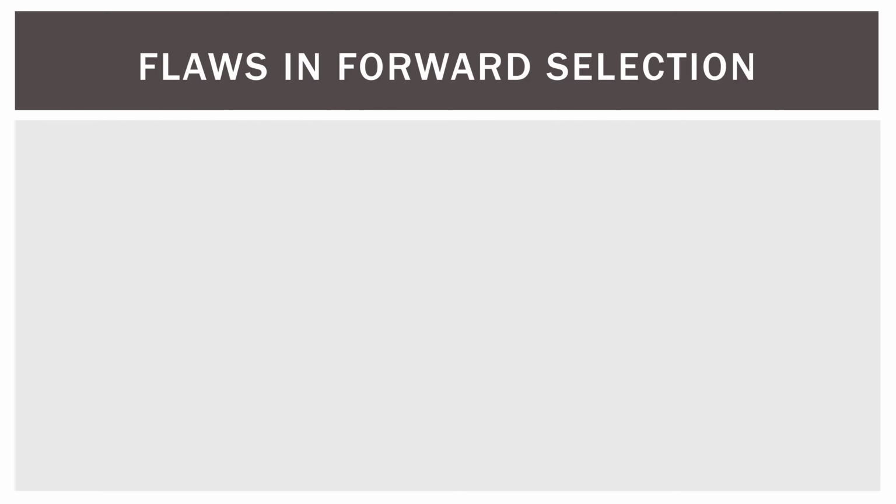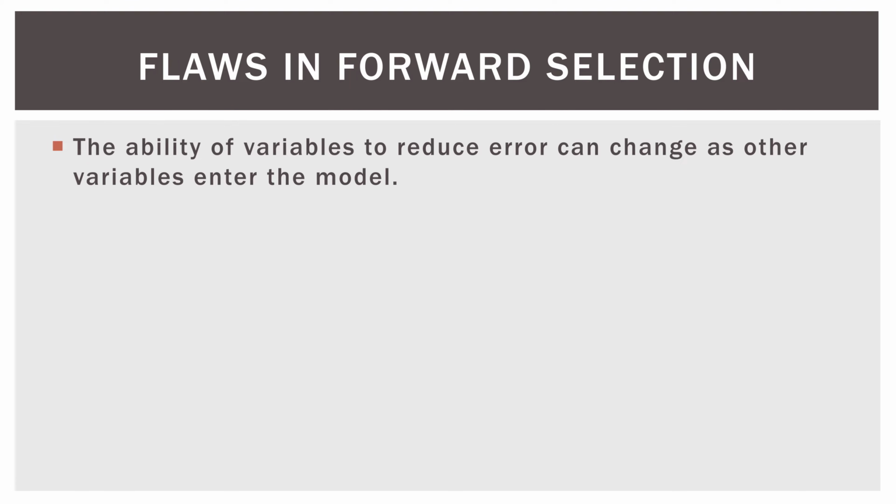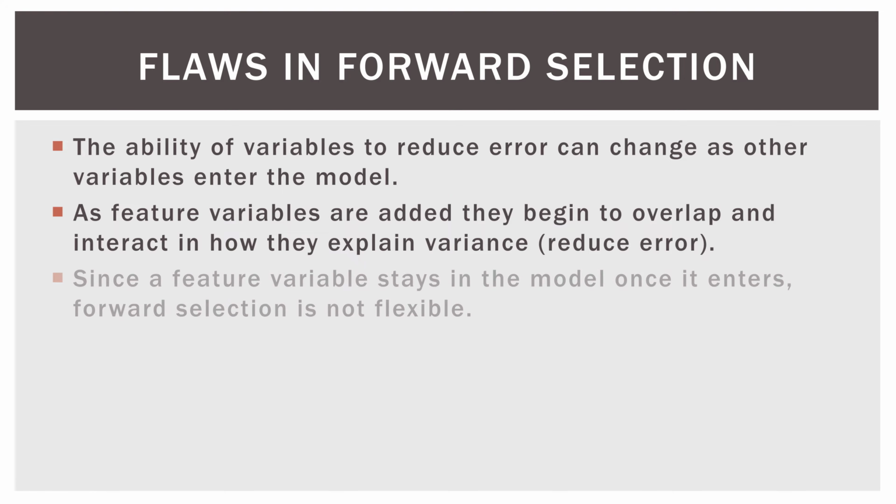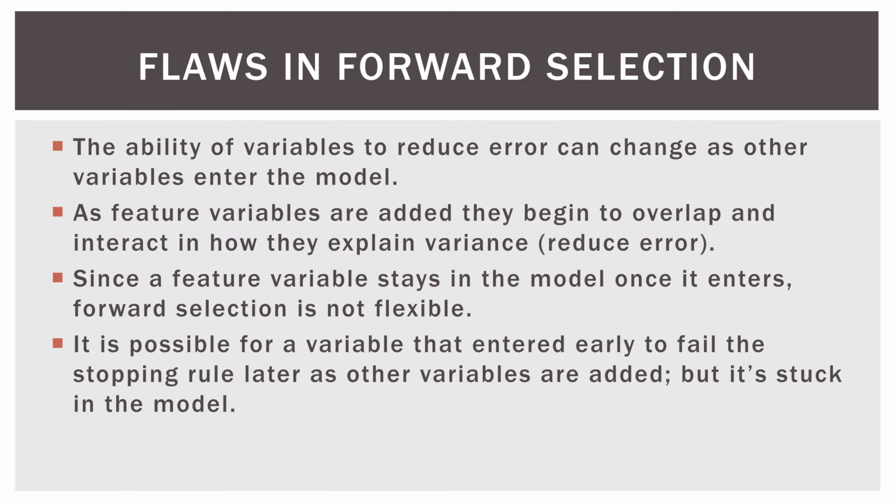Now, there are several flaws in forward selection. The ability of variables to reduce error can change, and most likely will change, as other variables enter the model. As feature variables are added, they begin to overlap and interact in how they explain the variance, or the reduced error, in our dependent variable or target variable. Since a feature variable stays in the model once it enters, forward selection is not flexible. It is possible for a variable that entered early to fail the stopping rule later as other variables are added, but because of the rules of forward selection, it is stuck in the model.